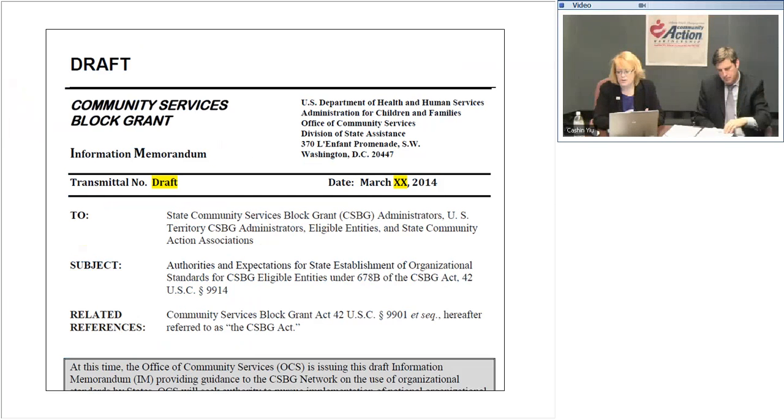Next slide. Here's just a picture again of the draft IM. You'll see it is in draft form. There's no final date on this. And as we've heard Jeannie talk about as well, IM 49, I believe, is another large critical IM that came out to the network in draft form because they're really wanting to reflect the spirit and nature of the standards process of true network engagement. Let's go to the next slide, please.